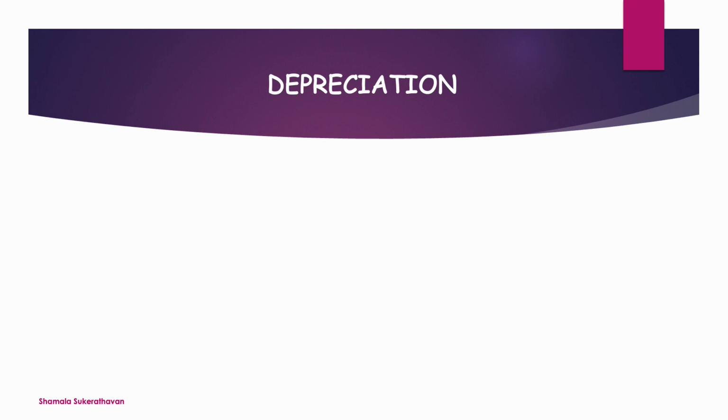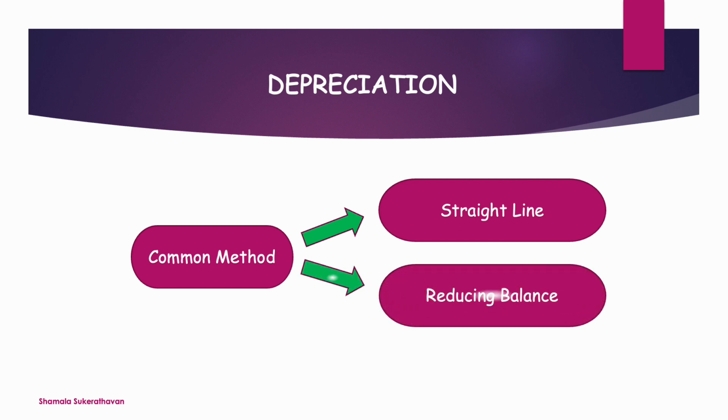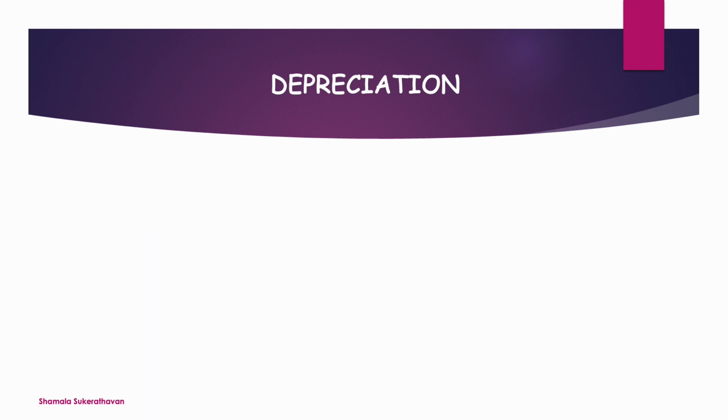The two common methods set out in IAS 16 are the straight line and the reducing balance method. The assessment of useful life and residual value of an asset requires the exercise of subjective judgment. Thus, IAS 16 requires an entity to review these estimates at the end of each reporting period, and if either changes significantly, then that change should be accounted as a change in accounting estimate in accordance with IAS 8, Accounting Policies, Changes in Accounting Estimates, and Errors.